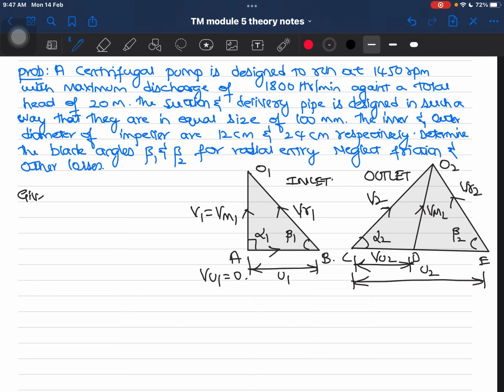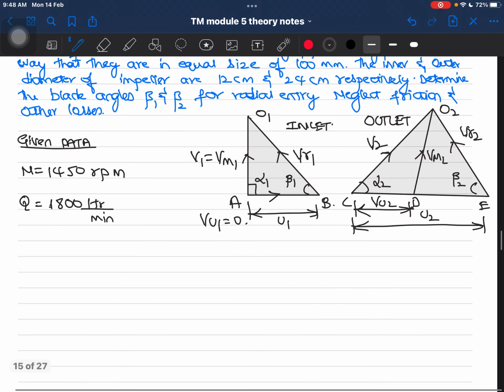So let us note down the given data, that the speed is 1450 rpm. Next, with the maximum discharge of 1800 liters per minute. So discharge is given as 1800 liters per minute. You have to convert this into suitable units, as meter cube per second.